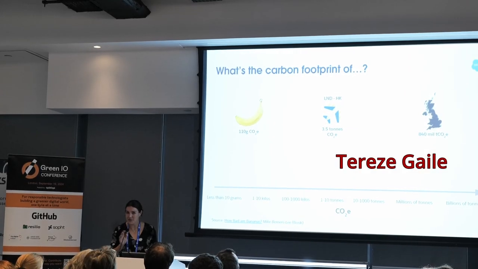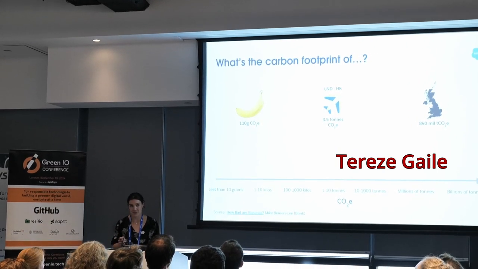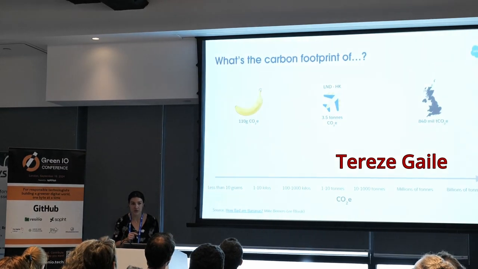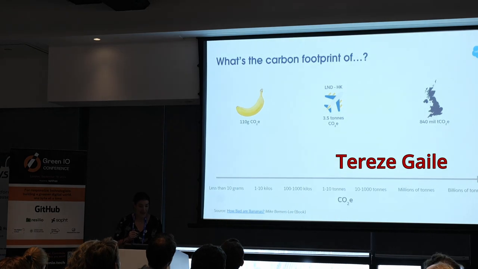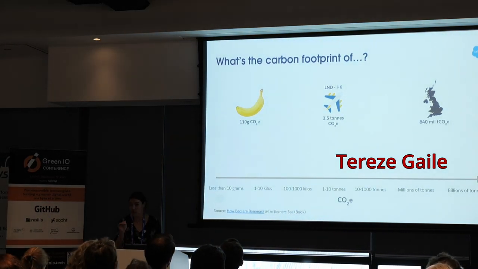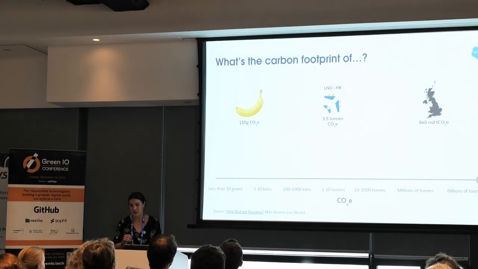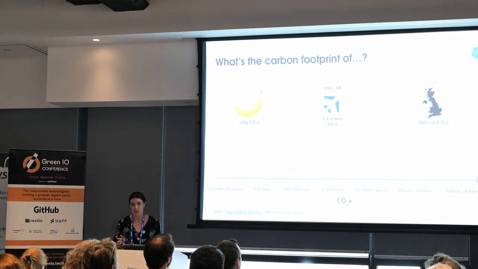In terms of carbon footprint, these numbers are thrown around a lot, and it's very abstract. I've got a couple of things up there already. For example, the carbon footprint of a banana is about 110 grams. Taking a round trip to Hong Kong from London, economy class, is about 3.5 tons of carbon dioxide equivalent. And I've also got the entire yearly emissions of the UK as well.